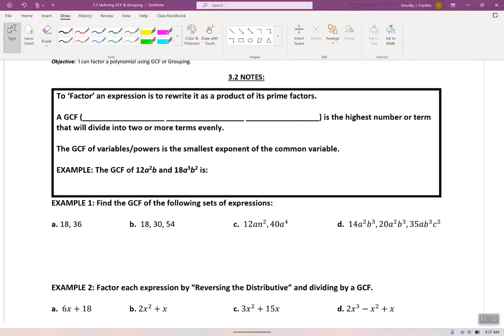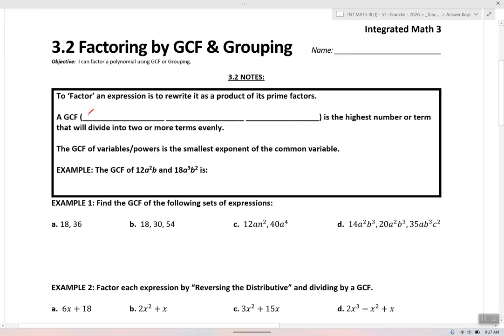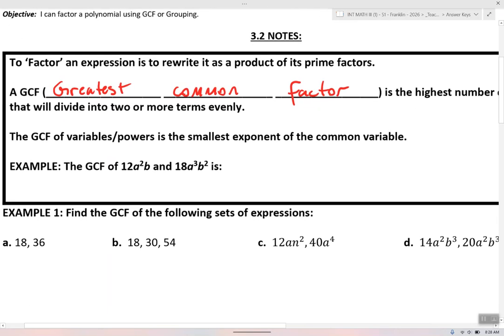A GCF, which again is the greatest common factor, is the highest number or term that will divide into two or more terms evenly. And if we have powers in our expressions, the GCF of a variable or a power is the smallest exponent of the common variable. Let me explain what that means.